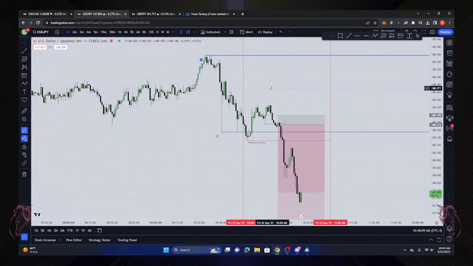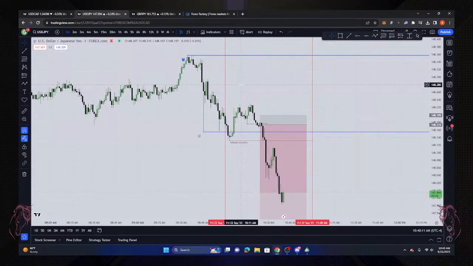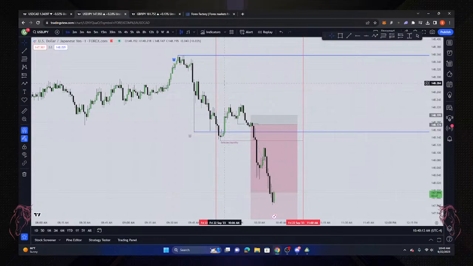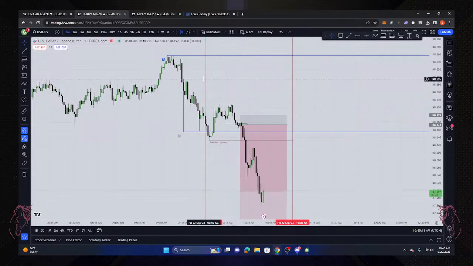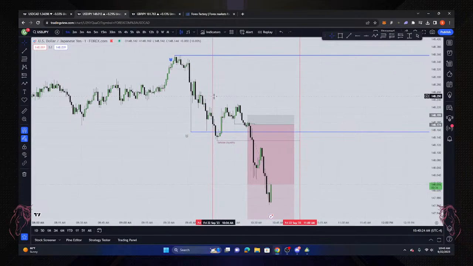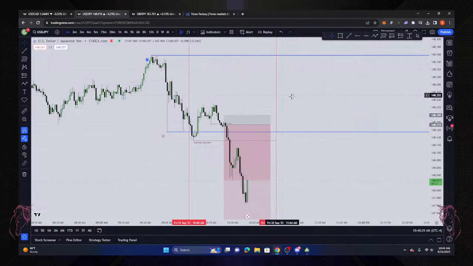The silver bullet does form every single day, and the strategy revolves around specific kill zone hours. For New York Eastern time, the AM session silver bullet is formed between 10 a.m. New York Eastern and 11 a.m. New York Eastern. If you have no setup within this time frame, from 10 a.m. to 11 a.m., no trade.